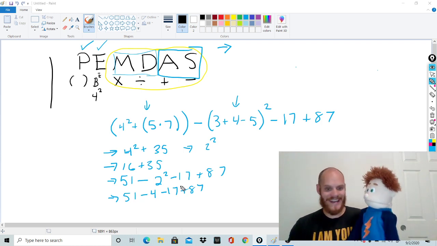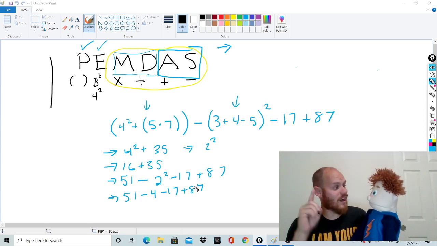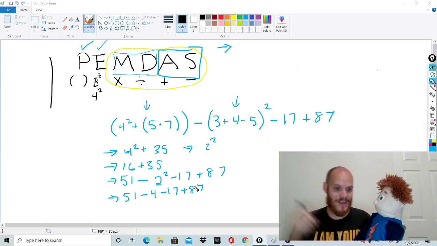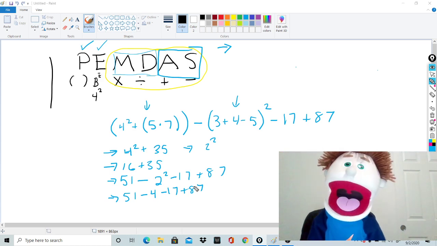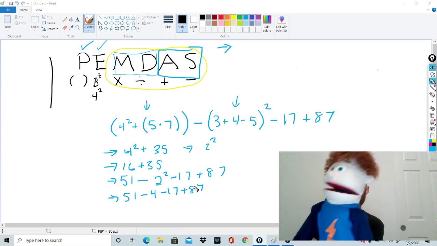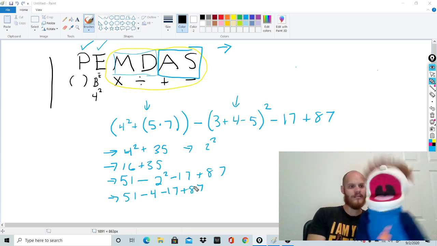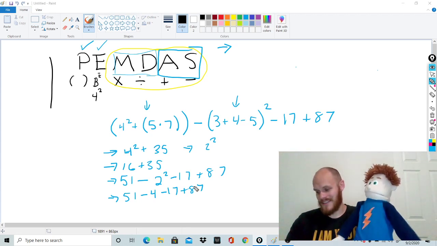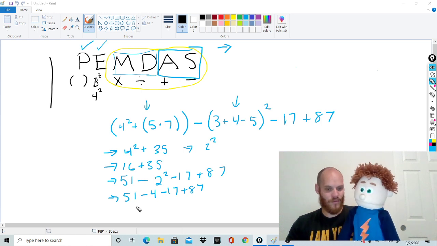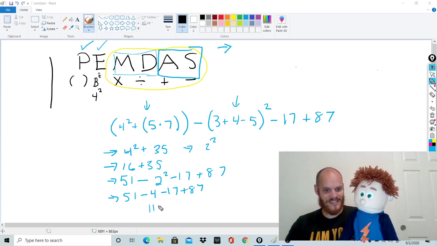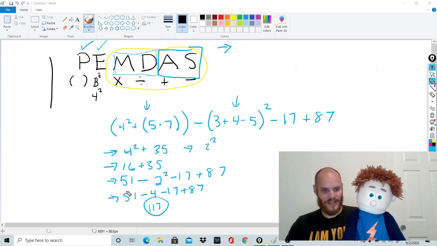Really? Yep, you cannot just come over here and do addition first. It will come out to a different answer every time. You have to start all the way at the left and then go left to right. Yes. So 51 take away 4 is 47. Take away 17 is 30 plus 87 is 117. Notice I went from left to right.